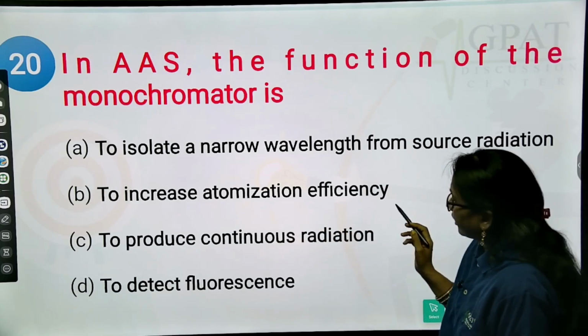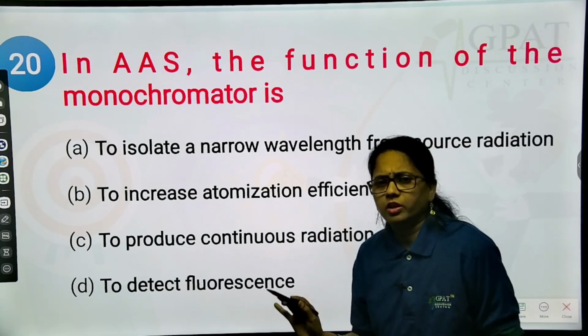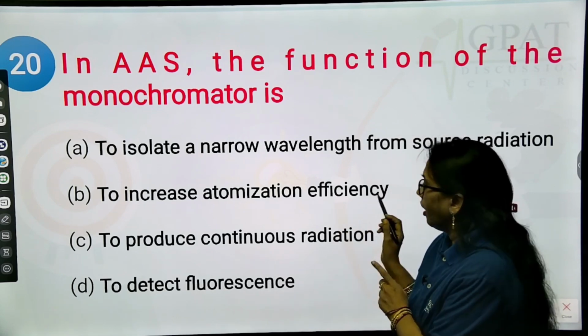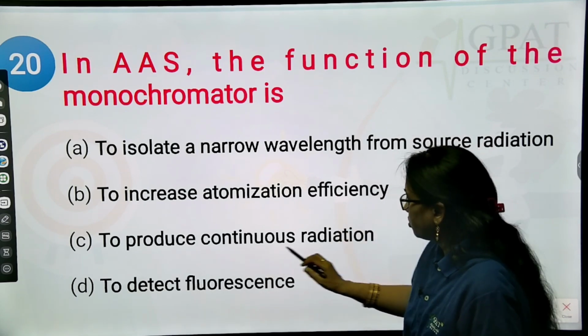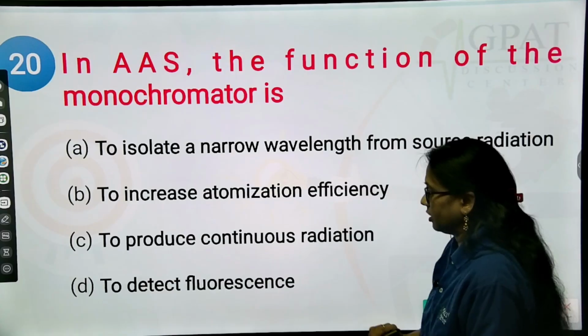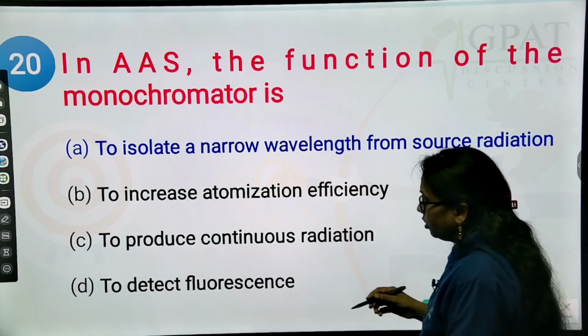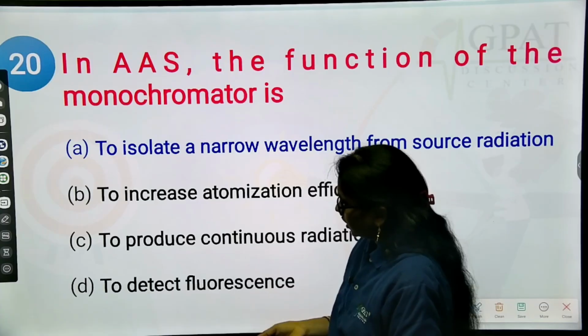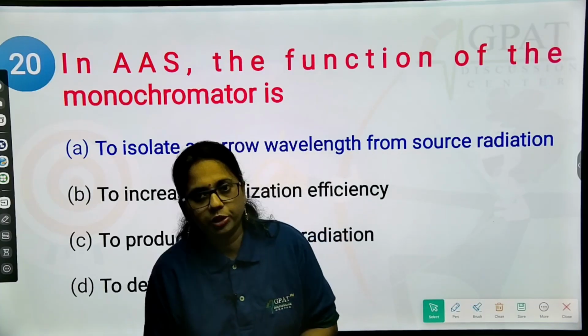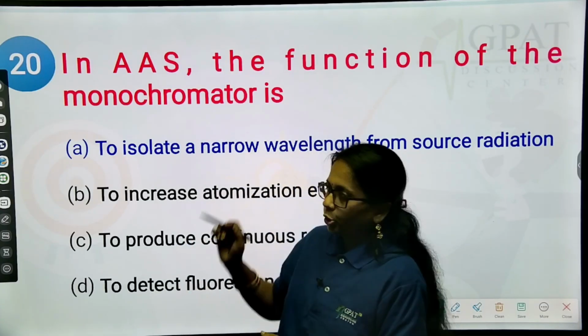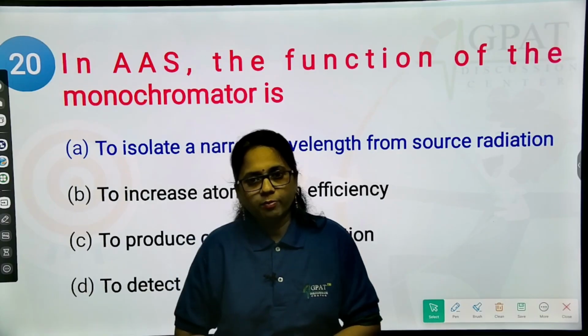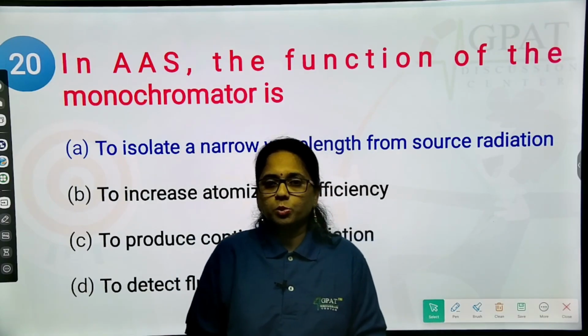To increase the atomization efficiency, nowhere. Atomization and monochromator efficiency cannot be there. To produce a continuous radiation, to detect the fluorescence. So obviously option A is going to be the right answer. No need to discuss the other three options, as they do not act in the case of the monochromator. So these are a few MCQs related to atomic absorption spectroscopy.